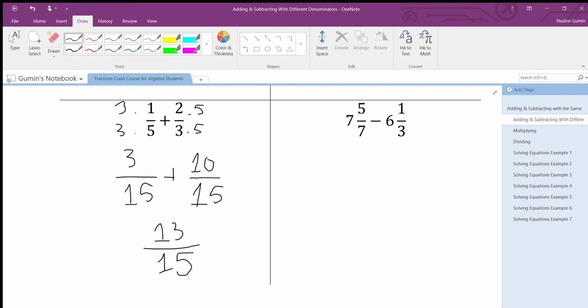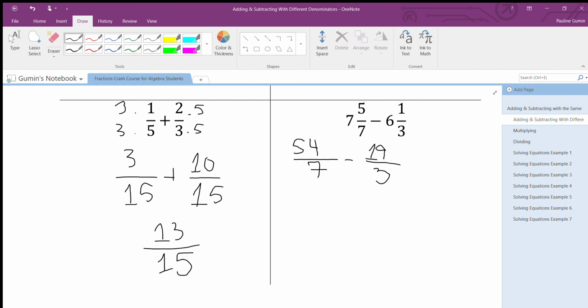Okay, again, two mixed numbers. I'm going to turn them into fractions before I find their common denominators. 7 times 7 is 49. 49 plus 5 is 54. 6 times 3 is 18, plus 1 is 19.